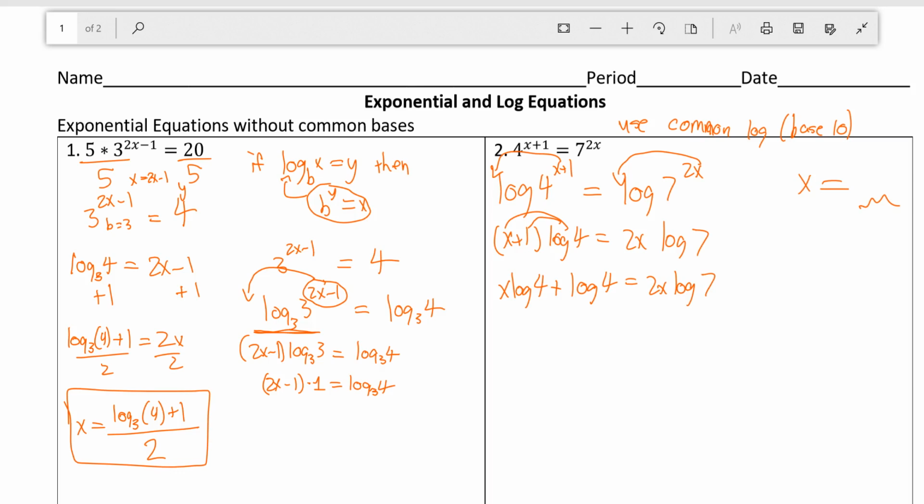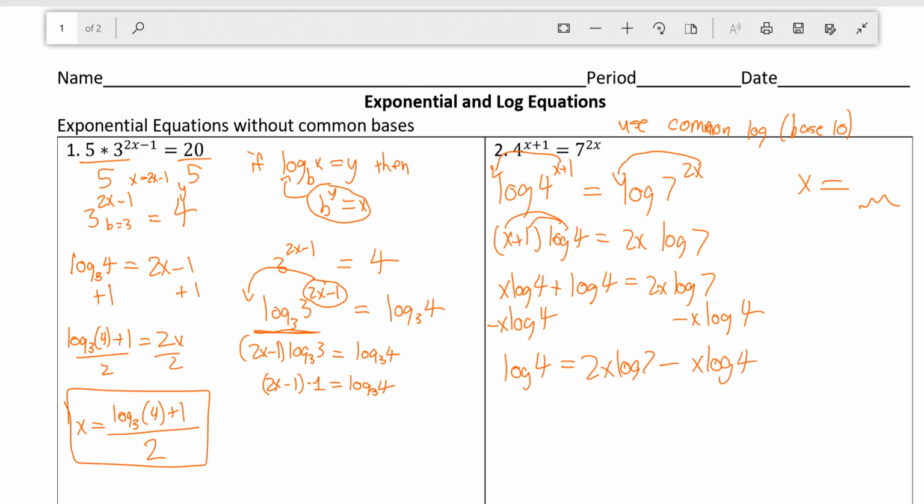So now I'm just going to move all of my x terms to one side. So I'm going to subtract x log 4 from both sides, because I want all of the x's on one side and then all of the other numbers on the other side. And I get log of 4 equals 2x log 7 minus x log 4.